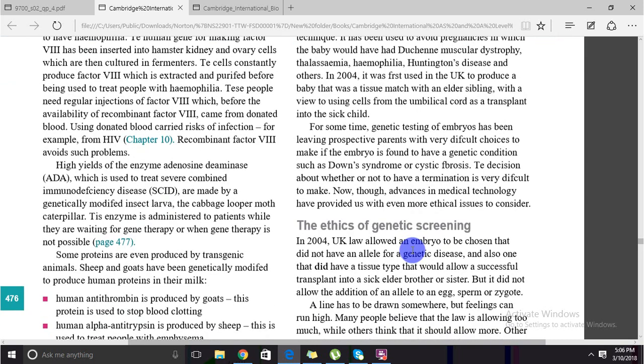And there's also adenosine deaminase, and we need high yields of this substance to treat severe combined immunodeficiency, and it's made by a genetically modified insect larva called the cabbage looper moth caterpillar. A mouthful, isn't it? Yeah, please don't eat it. The enzyme is administered to patients while they're awaiting gene therapy or when gene therapy is not possible. Because SCID is something that can be treated by gene therapy, and we will come on to that later. But sometimes, due to reasons, it cannot be.